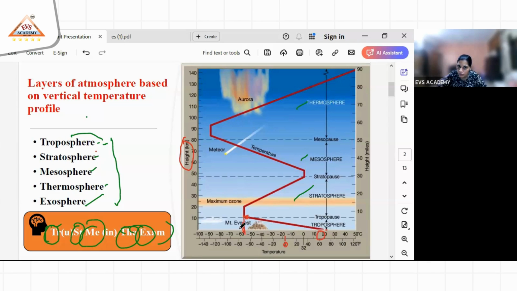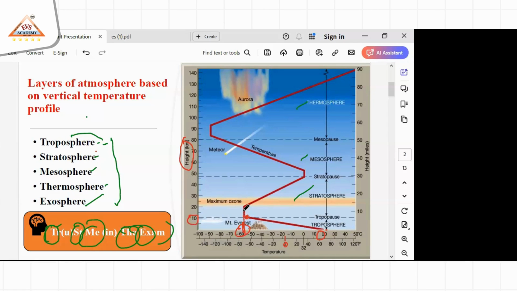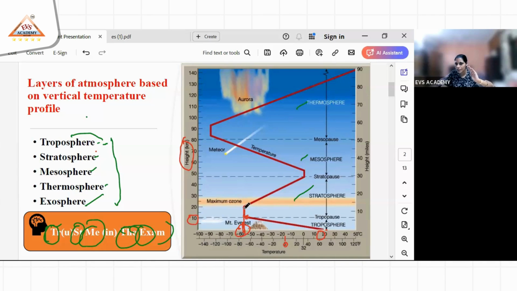You can see that around minus 60 degrees Celsius temperature is there at the height of 10 kilometer. After this, you can see this straight vertical line, so the temperature is constant, because the atmosphere is just a layer of gases. It is not like there is some clear-cut layer you can see. So there is a transition zone where the temperature remains constant. After this, when the stratosphere comes, there is again an increase in temperature.